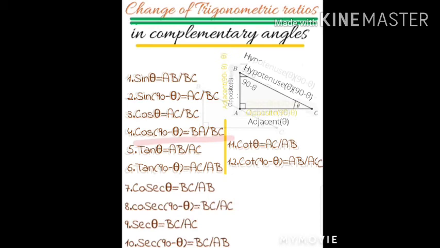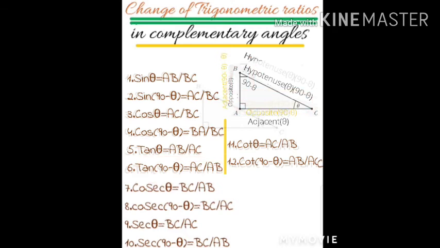Next we can move to tan trigonometric ratio. So with respect to theta, tan trigonometric ratio will be opposite by adjacent. So opposite side of theta is AB and adjacent side of theta is AC. So we can say that tan theta will be AB by AC. So with respect to 90 minus theta, AC is the opposite side and AB is the adjacent side. So tan 90 minus theta will be AC by AB.